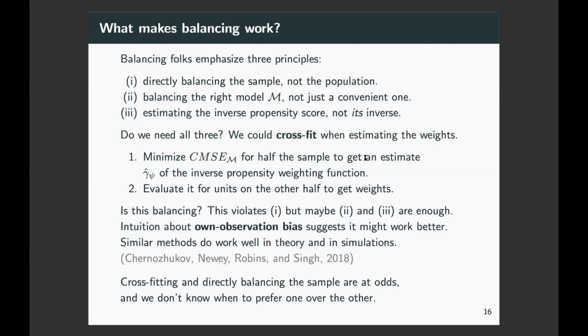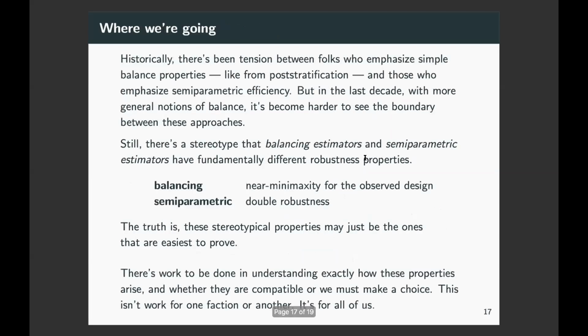And that sort of takes us to where we are today as a community. I mean, historically, there's been tension between folks who emphasize simple balance properties, like the exact balance you get from post-stratification, and those who emphasize semi-parametric efficiency and all of the technical tools that have developed around those ideas. But in the last decade, with more general notions of balance, it's become harder to see the boundary between these approaches. It's less clear what a balancing estimator is, and what a traditional estimator is.